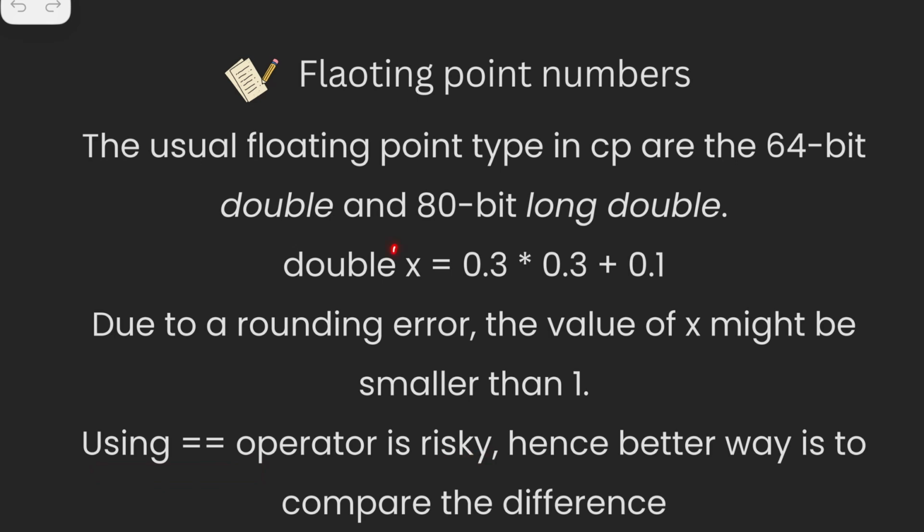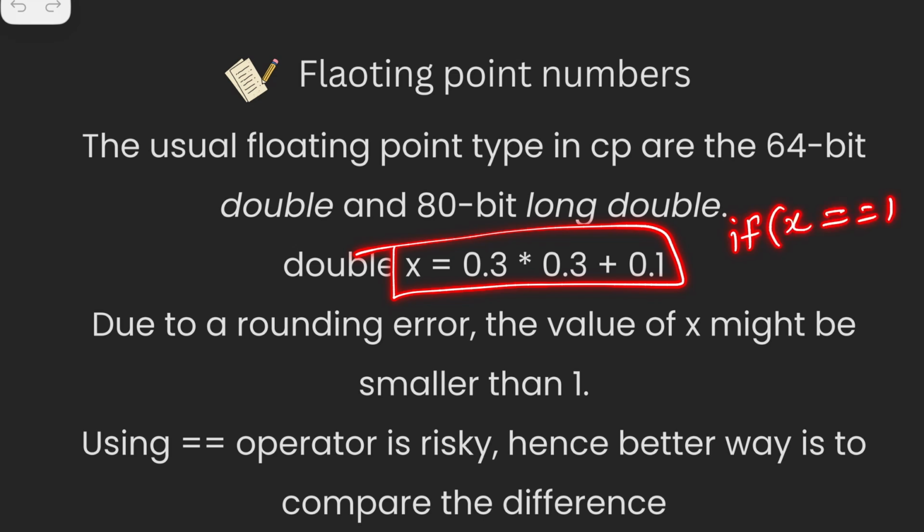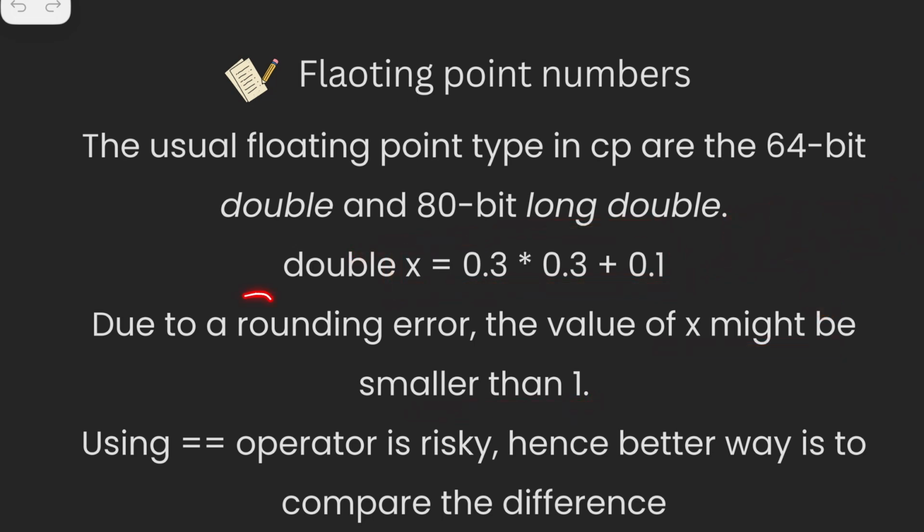So let's say you initialize x as something like this, and then you write an if condition where it says x equal to 1. And this will fail. Why? Because x might be smaller than 1 because of rounding errors. So what to do? Well, we are going to focus on calculating the differences. So this is what we will check: if the absolute value of x minus 1 is less than or equal to some very small number, 10 to the power minus 6. Usually they call it epsilon, a very small number. We are going to compare the differences, not the actual value. I hope that makes sense.